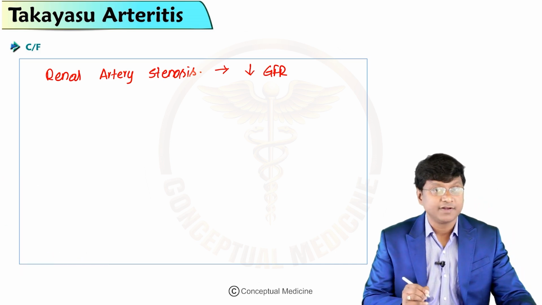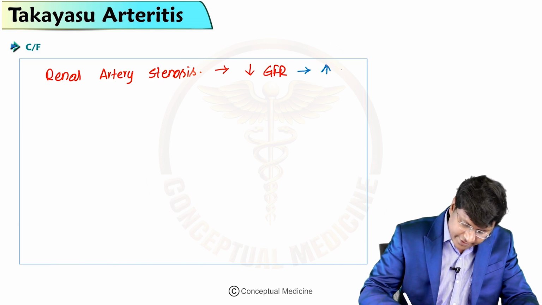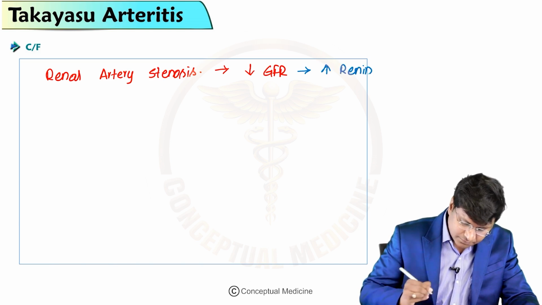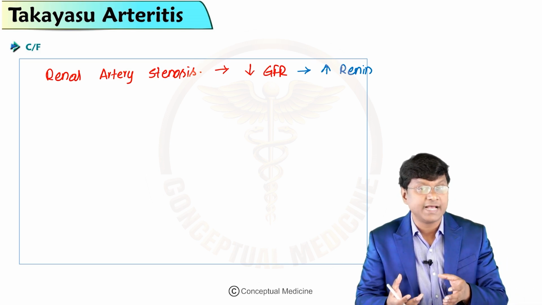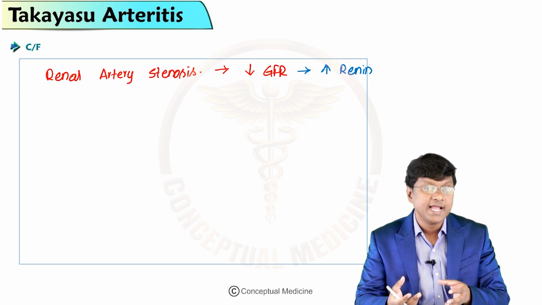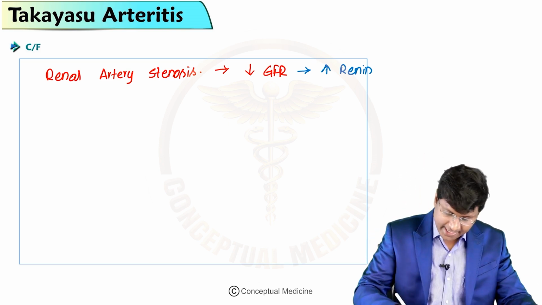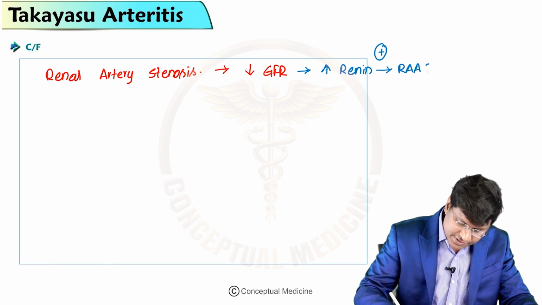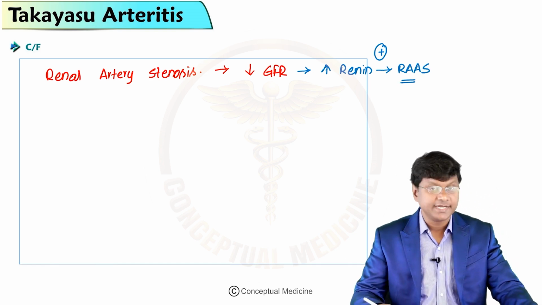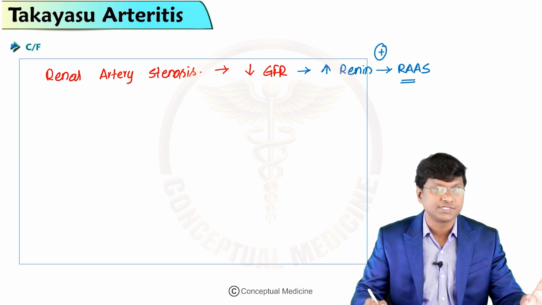So once your glomerular filtration rate is reduced, immediately there will be release of renin. Once the GFR is reduced, your juxtaglomerular apparatus detects the decrease in GFR, and the JG cells release this renin, and this renin will activate the renin-angiotensin-aldosterone system.